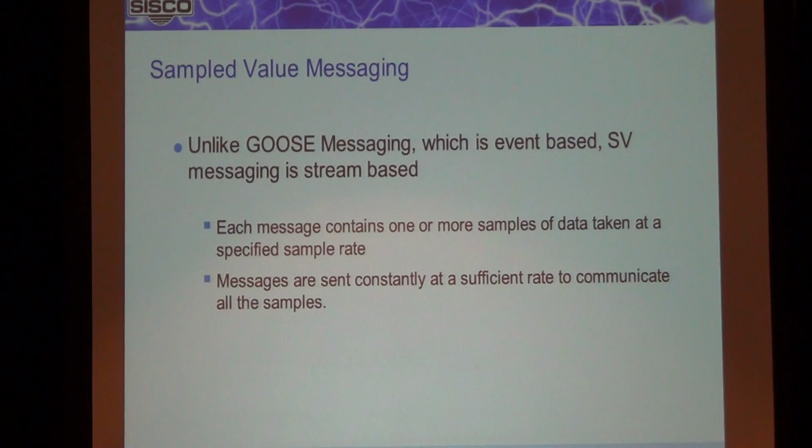Now, sample value messages are a little different. In sample value, we're not sending event information, we're sending a stream of samples. So basically, we're taking a bunch of samples, putting them into a single message and sending them out, and then doing it again, and just keep sending that stream of data over and over again. And that's fundamentally how the synchrophasor communications will work. It's going to use the sample values over an IP multicast network.